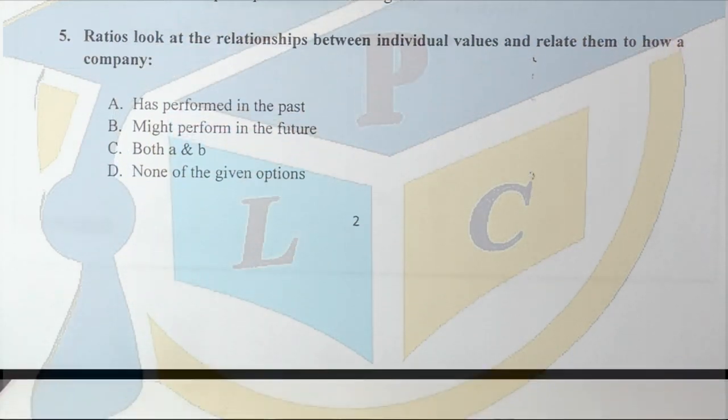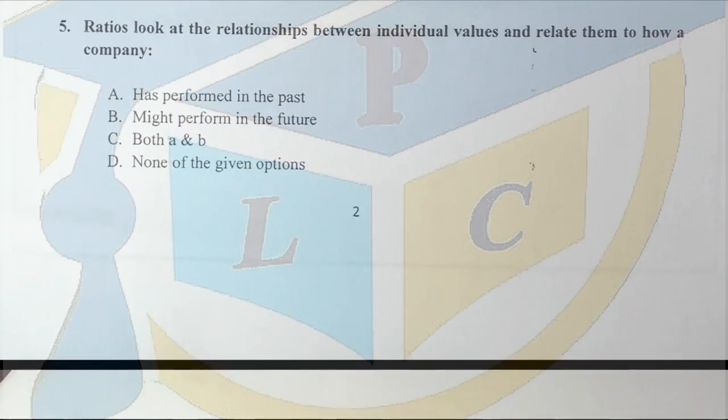So question 5. Ratios look at the relationship between individual values and relate them to how a company has performed in the past, might perform in the future, both A and B, none of the given options. Let's read again. Ratios look at the relationships between individual values and relate them to how a company has performed in the past, might perform in the future, both A and B, and none of the given options.